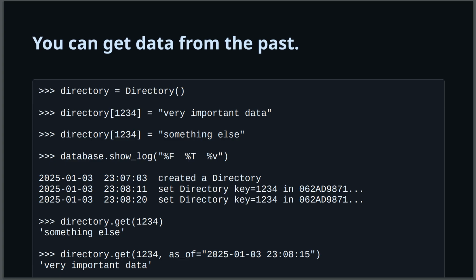In addition to keeping a log of what transactions happened, you can look at the state of the database at times in the past. So in this example, you've set the key 1234 to some very important data and you accidentally overwrite it with something else that's not the very important data. You can go back and say, okay, give me the data as of a particular timestamp in the past, and it will tell you what it was at that time.